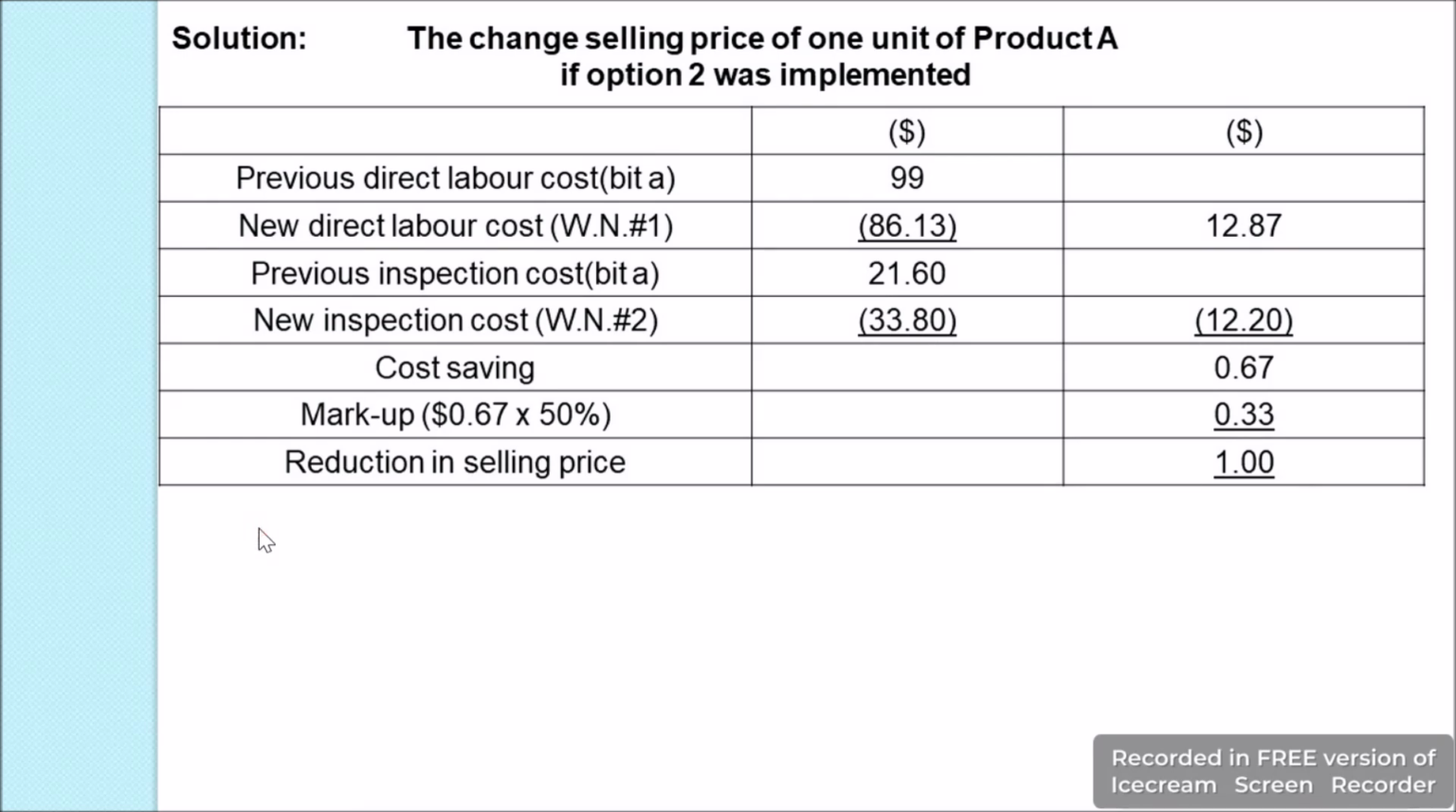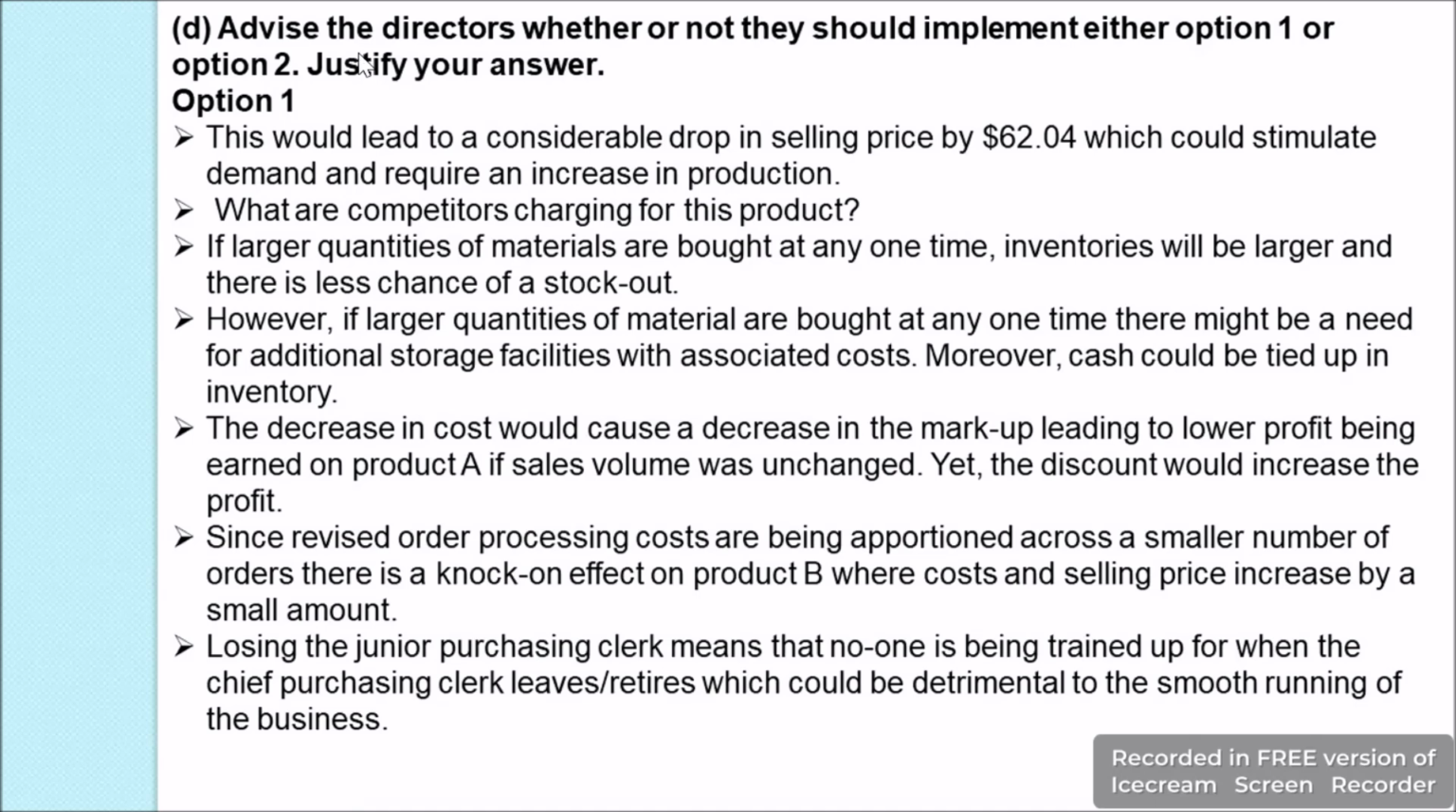Now if you remember, the selling price if option 2 was not implemented, we got as $563.40. From there, if we subtract $1, the selling price if option 2 is implemented will be $562.40. In the debate part of the question, we are asked to advise the director whether or not they should implement either option 1 or option 2, and we have to justify our answer.